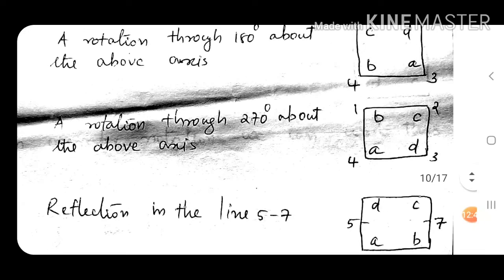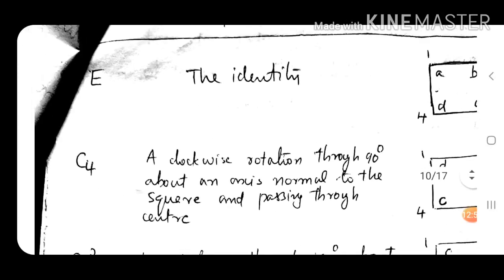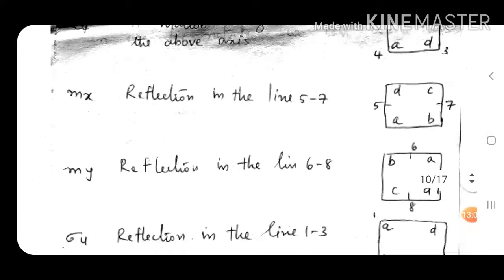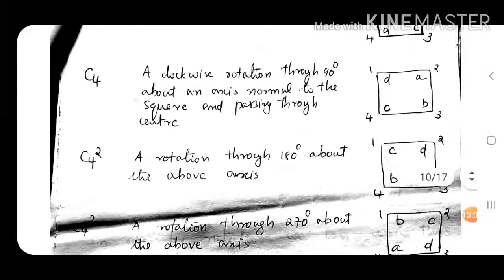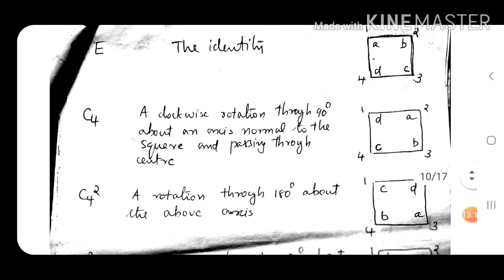Okay, then the rotation through 360 degree, you get back the same thing, and that is the same as the identity element. So identity element is either no rotation or rotation through 360 degree. Okay, then see the symbol for rotation through 90 degrees, C4. Why C4? Because 90 degrees is 2 pi by 4. So the symbol is C4.